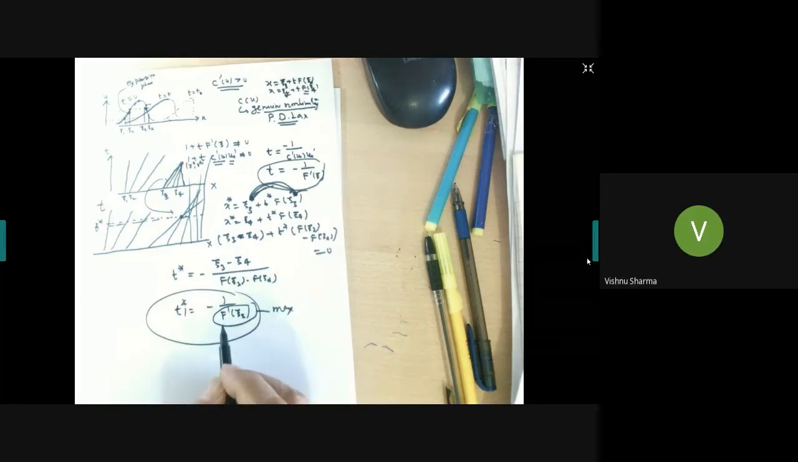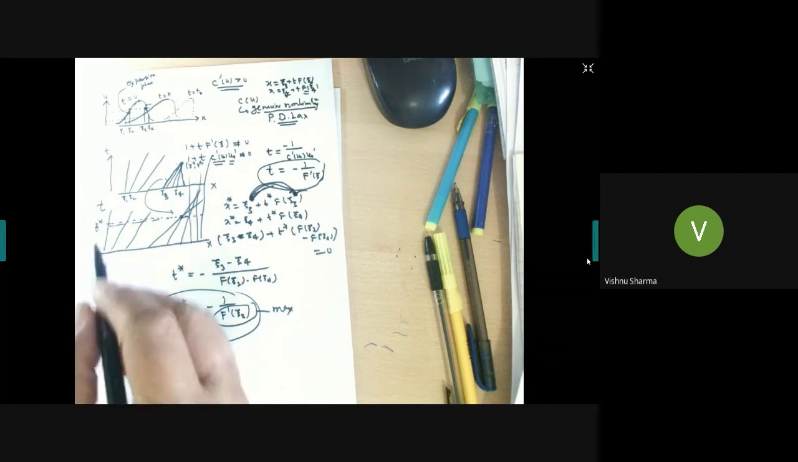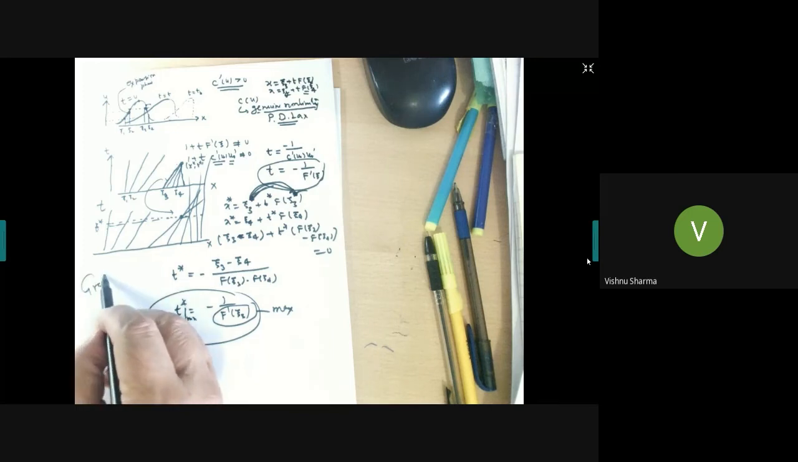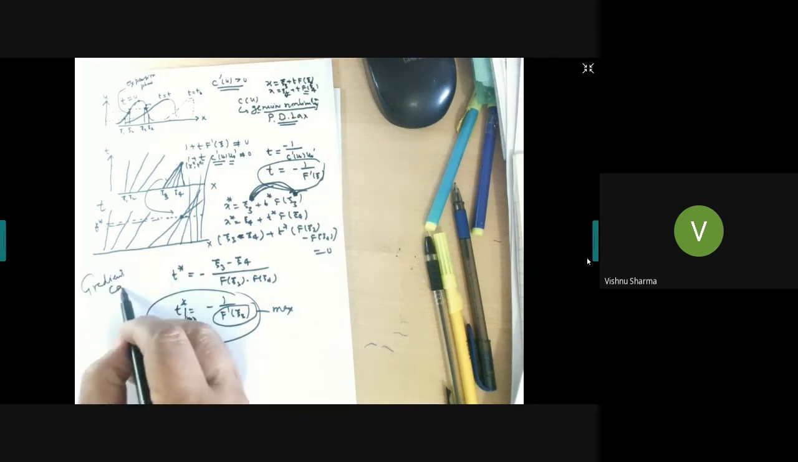So it's very clear that the minimum t occurs at that value of t when f dash is first of all negative, because time is always positive. It should be negative and its absolute value is maximum. This is called gradient catastrophe in the literature.